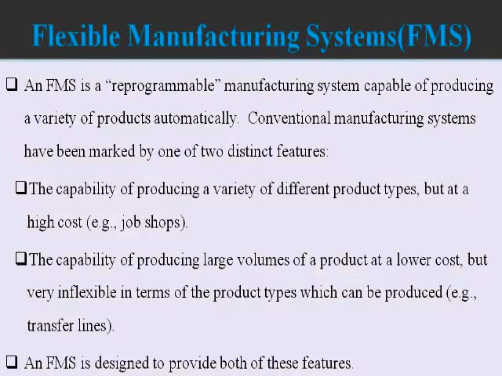An FMS is a reprogrammable manufacturing system capable of producing a variety of products automatically. Conventional manufacturing systems have been marked by one of two distinguishing features: the capability of producing a variety of different product types but at a higher cost, or the capability of producing a large volume of a product at lower cost but very inflexible in terms of product types which can be produced, like in transfer lines. An FMS is designed to provide both these features.